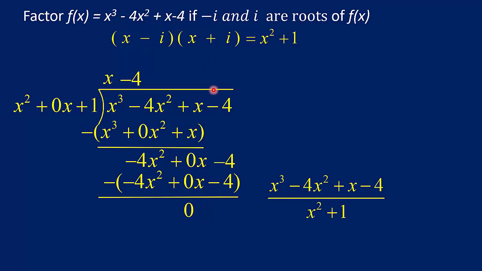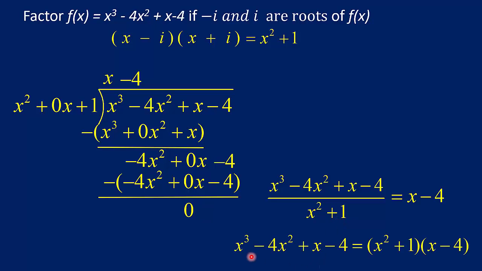Now, here's what we have. We have the function x cubed minus 4x squared plus x minus 4 over x squared plus 1 is equal to x minus 4. Or another way to look at it is x cubed minus 4x squared plus x minus 4 is equal to x squared plus 1 times x minus 4. So what we've done here is we factored this function. Here's the factorization. And we did it by knowing what two of the roots were.